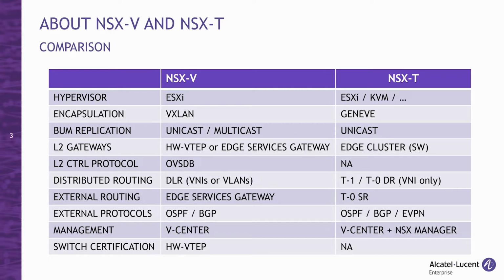Another difference is that NSXV can do distributed routing for both VNIs and VLANs, but NSXT can only do this for VNIs. Another difference is the single pane of glass management, which in the case of NSXV is very tightly integrated into vCenter. You can do everything from vCenter and you hardly ever need to use the NSX manager, except maybe to do some maintenance tasks.